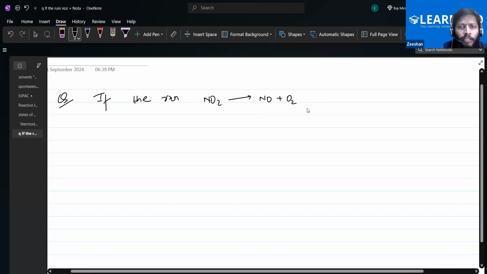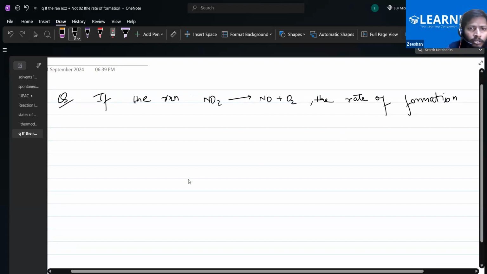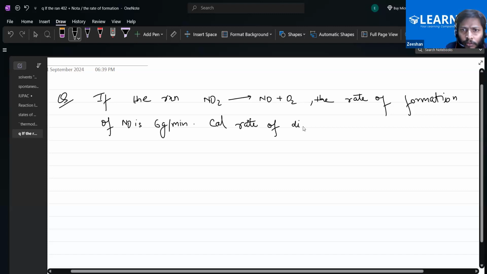So if the reaction is this, the rate of formation is given. The rate of formation of NO is 6 gram per minute. Calculate the rate of disappearance.